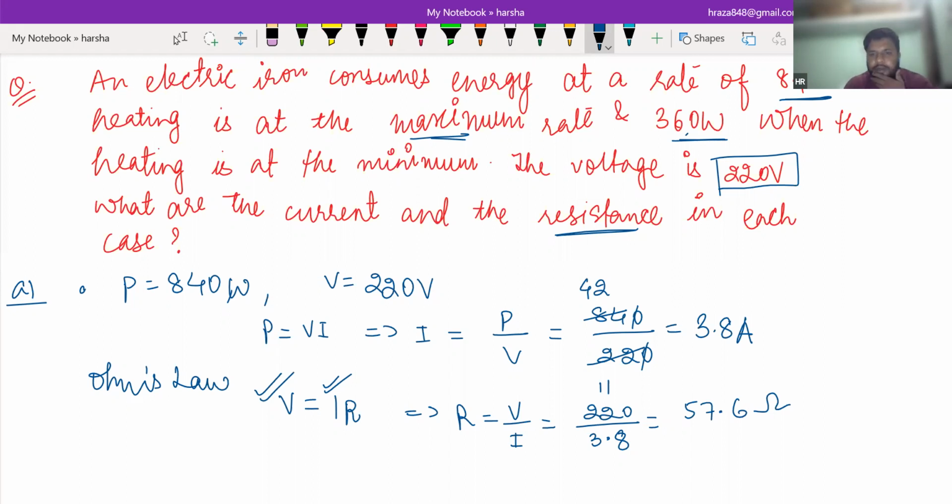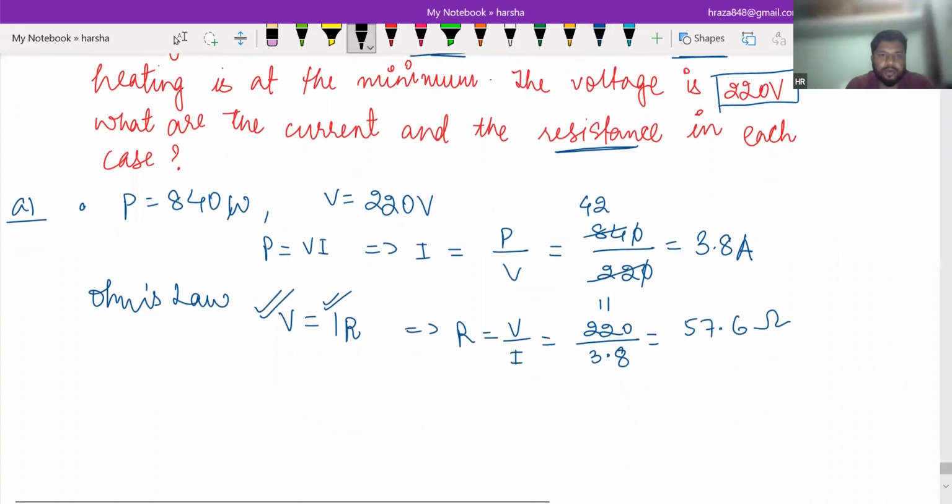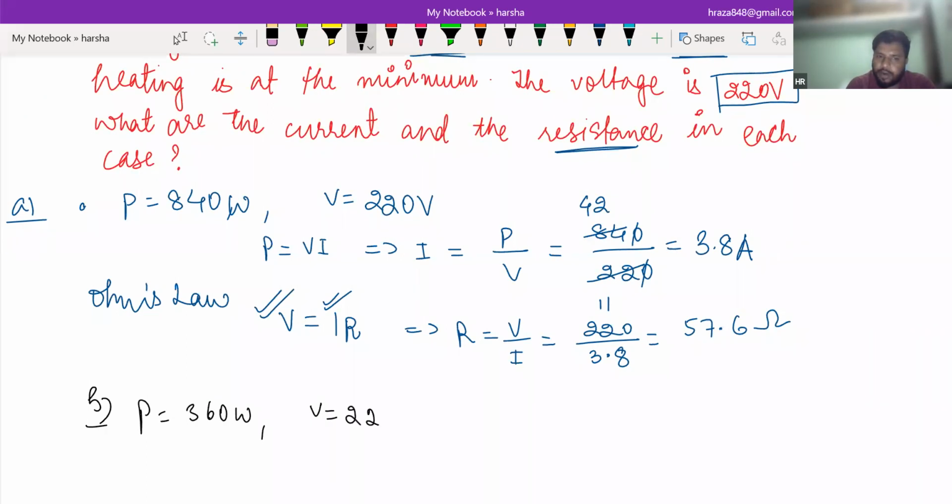So I'm going to explain it. Sir, the first one is finding the current and the second is finding resistance, right? Yes, finding resistance with the help of Ohm's law. I found current. Yeah. So you can see I'm going to explain the B part. Power is 360 watt and potential is given as 220 volt.